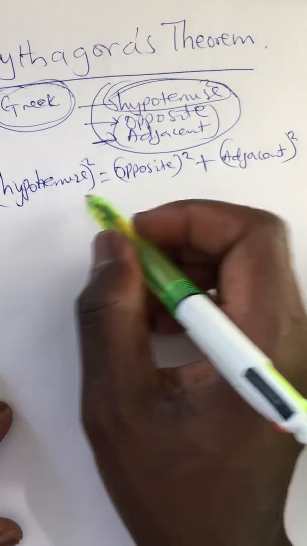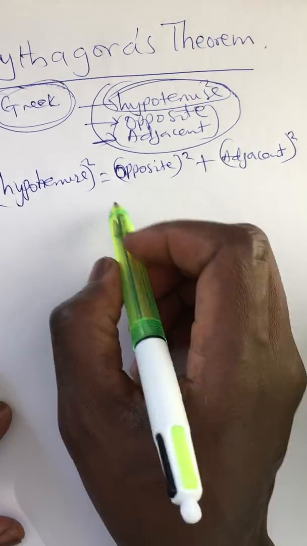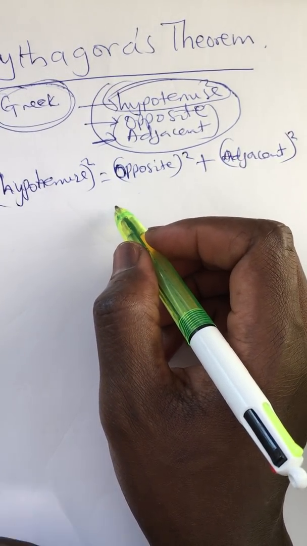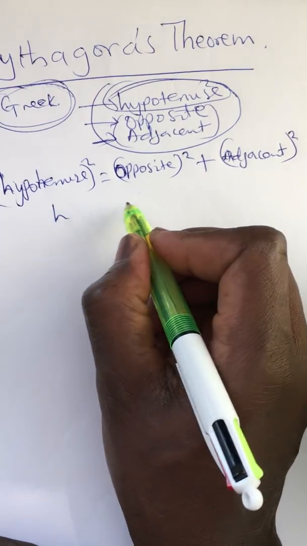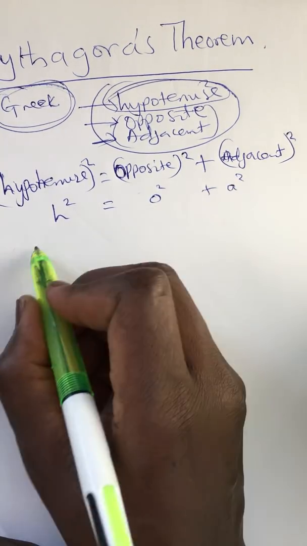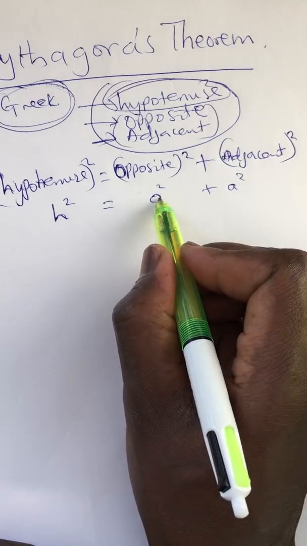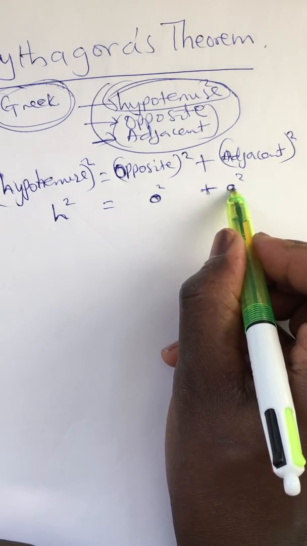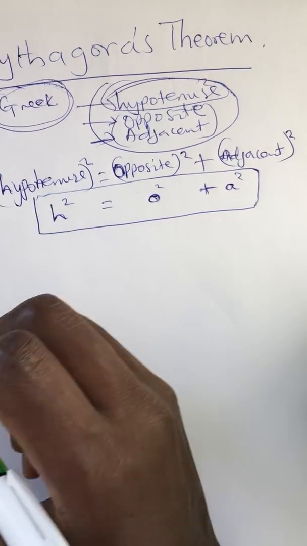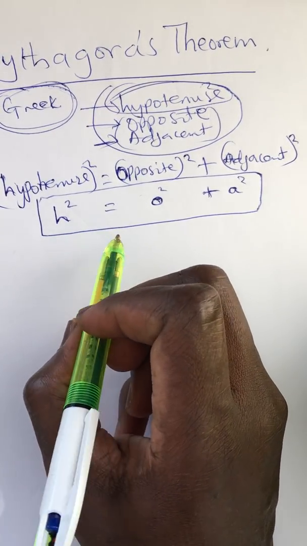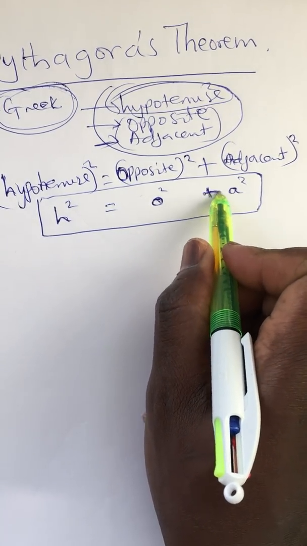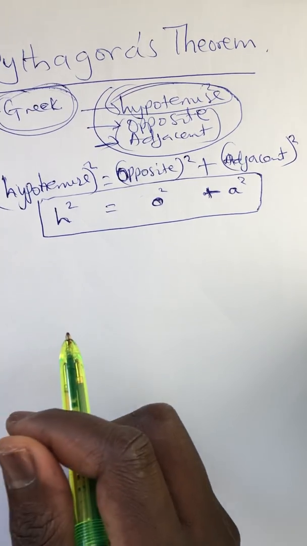So let us use the initials for these to make it short for us to understand. So let's say h equals o square plus a square, which means that h is our hypotenuse, o is the opposite, and a is the adjacent. So this is what Pythagoras' theorem is all about. It is the square of the hypotenuse, which is equal to the sum of the square of the opposite and the adjacent. So that is, my friend, what Pythagoras theorem is.